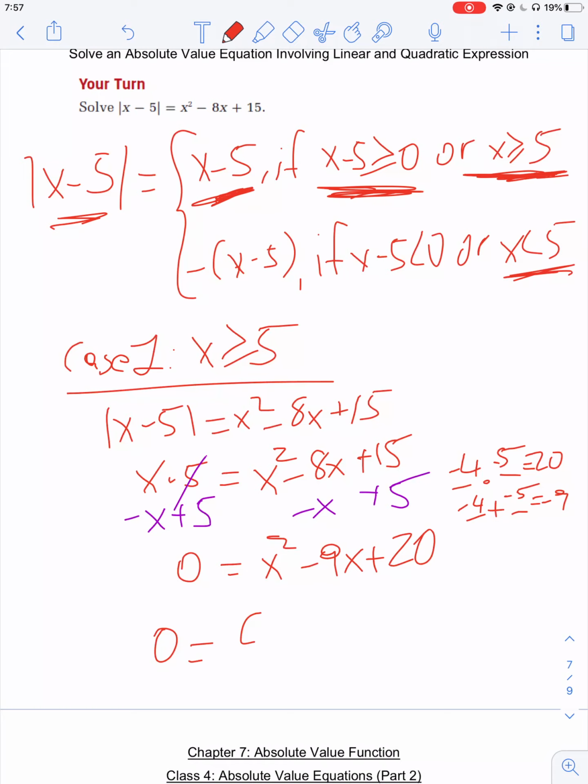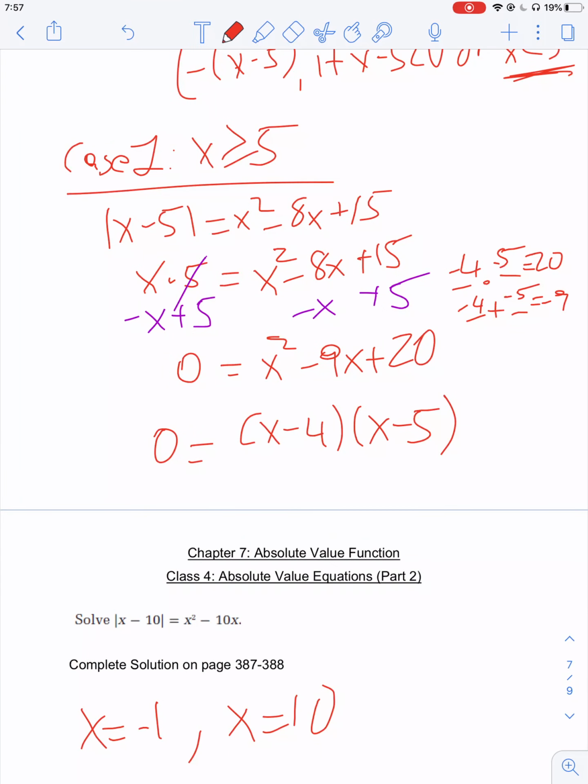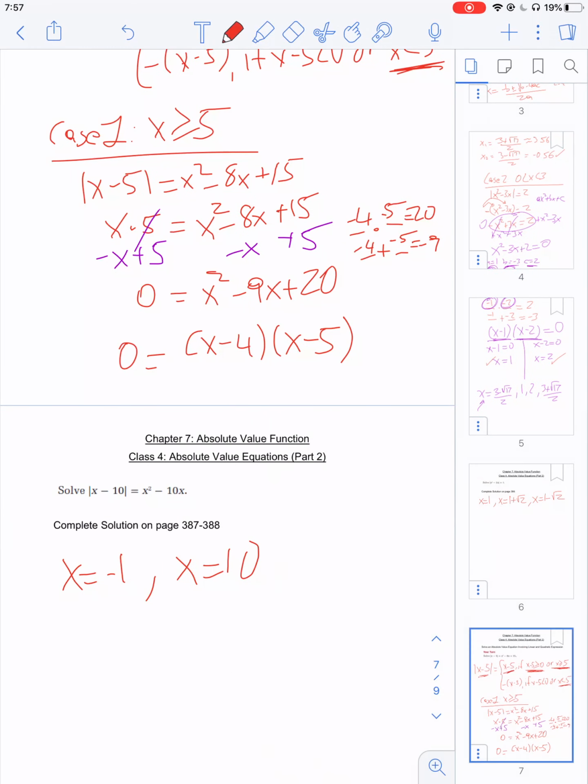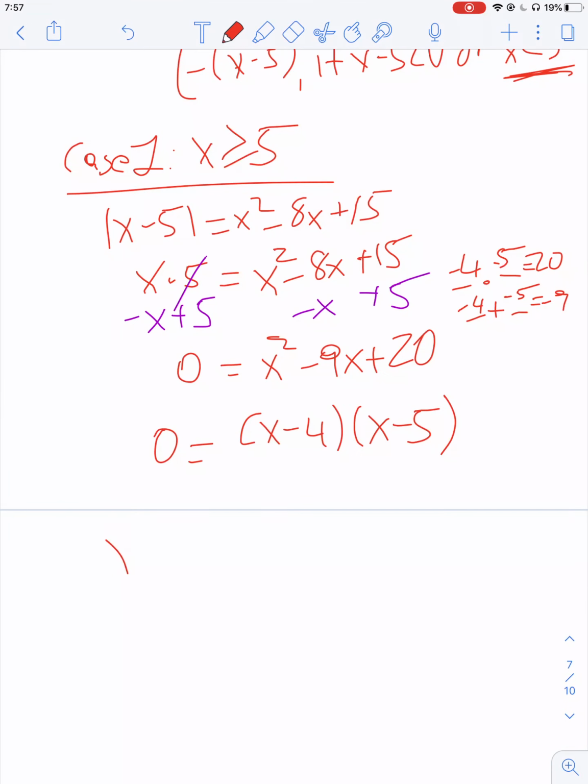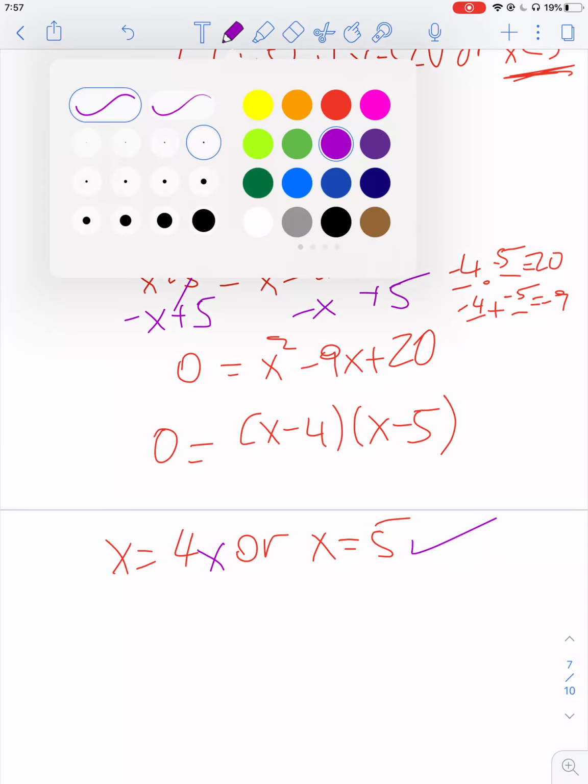So why don't we do that? So x minus 4, x minus 5. If this is the case, then again, you can break this into two cases. Either this is equal to 0 or that is equal to 0. And if you do that, then your solution is going to be x equals 4 or x equals 5. But now the question is, which one is within your domain? So I will have to reject this one because my domain is greater than or equal to 5, so this one. So there's only one solution. Now let's go to case 2.